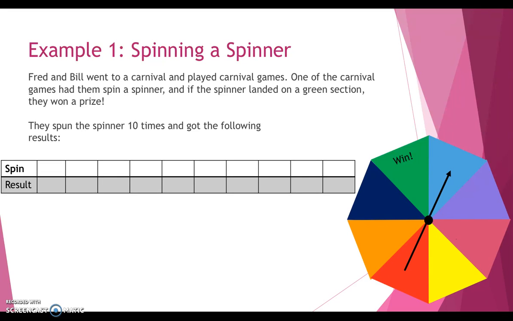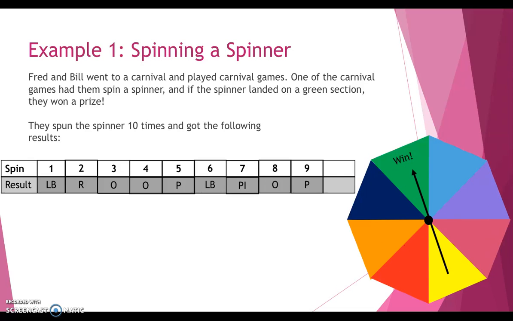On the first spin, they landed on light blue. The second spin, they landed on red. The third spin, they landed on orange. The fourth spin, they also landed on orange. The fifth spin, they landed on purple. Next spin, they landed on light blue again. The next spin, they landed on pink. Then they landed on orange again. They landed on purple. And finally, on the 10th spin, they finally won and landed on green.